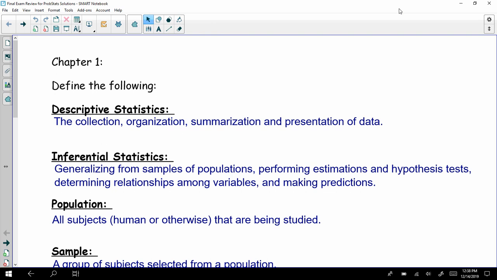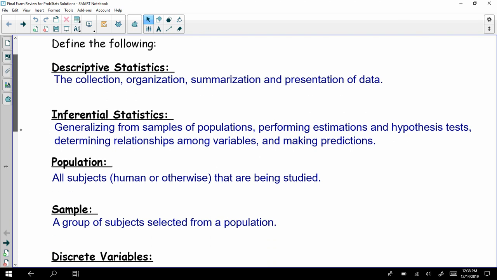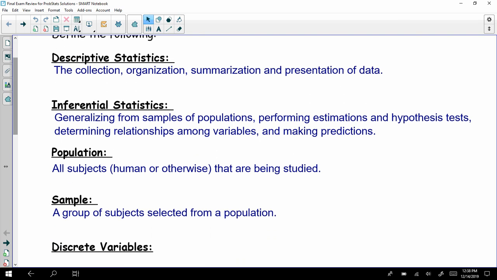Okay, so just some quick definitions here. You might want to go ahead and pause the video because you do need to fill this in. It's going to be a grade, so make sure that you fill all this in. Descriptive statistics, remember, they are a presentation summarizing data.